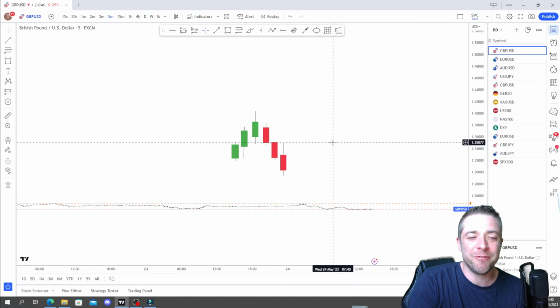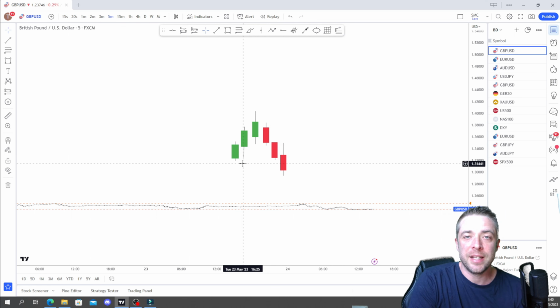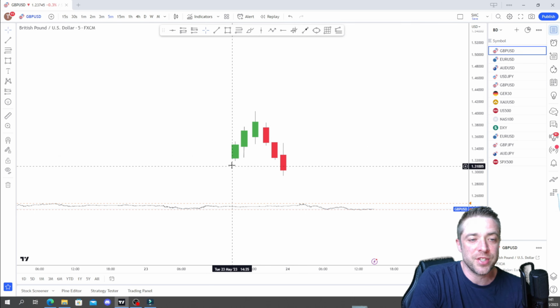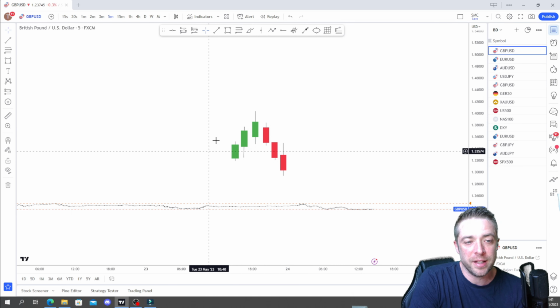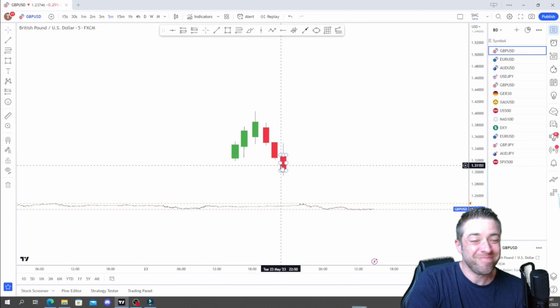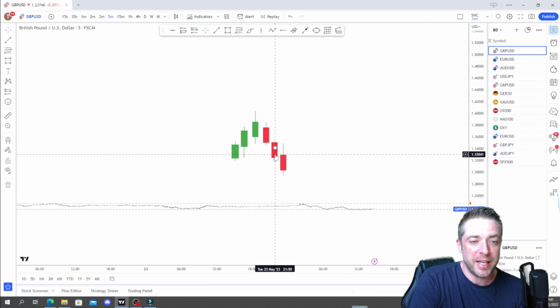This is what we call efficient pricing, and it's efficient because it's evenly matched. It's fine. You can see it goes up, it comes down. That's efficient pricing. Now, when we're looking for fair value gaps, this is inefficient pricing. So let me give you an example of what a fair value gap is.